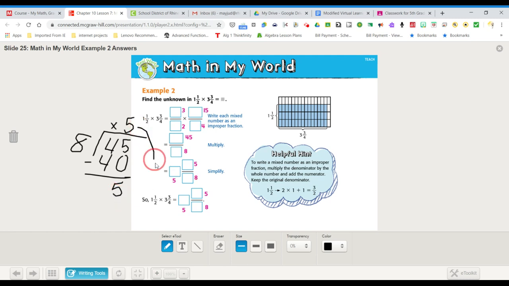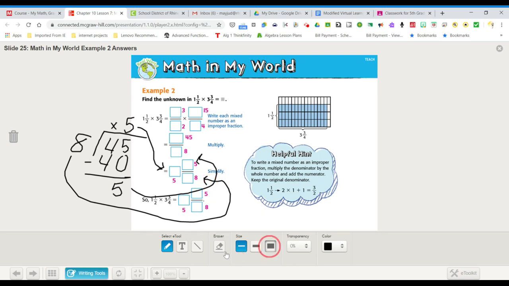So 8 goes into 45 5 whole times. There would be 5 left over. That's that numerator right there. And your denominator is your divisor. What are you dividing by? That's where that 8 comes from. So that's where those numbers come from, 5 5/8.